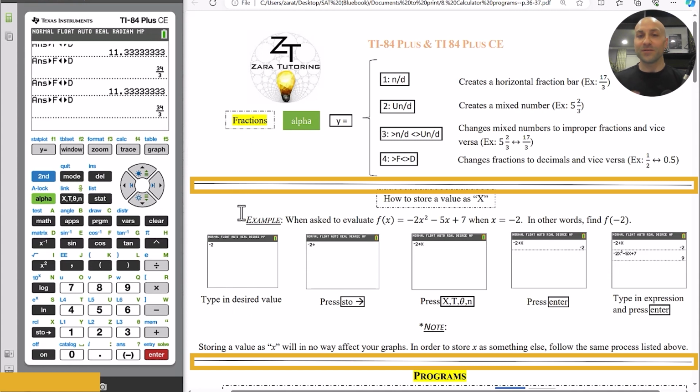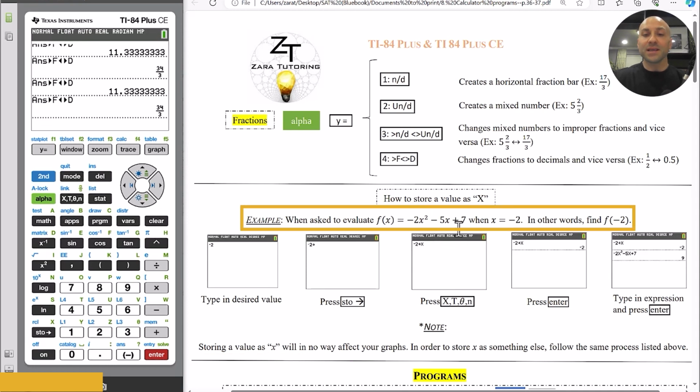This is how to store a value as x. So first, let's talk about the use case here. If you're given a function, for example, this one here, and they're saying find the value when x is -2, in other words, plug in -2. Especially with negatives, we often need to use parentheses to make sure we don't make an error. Well, the store function makes it so that we don't have to worry about that at all.